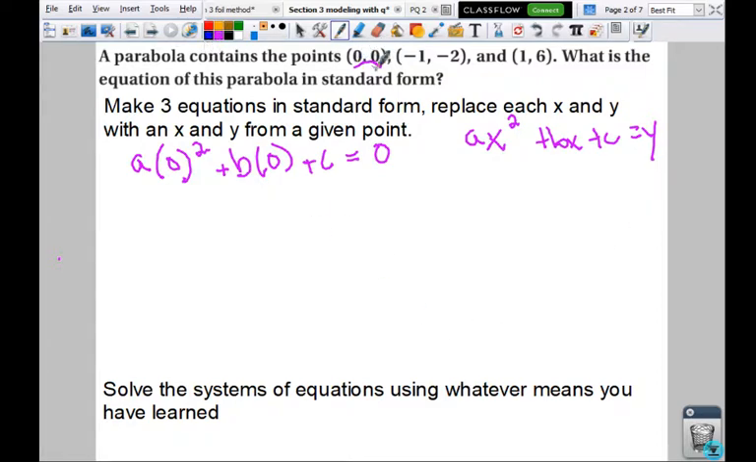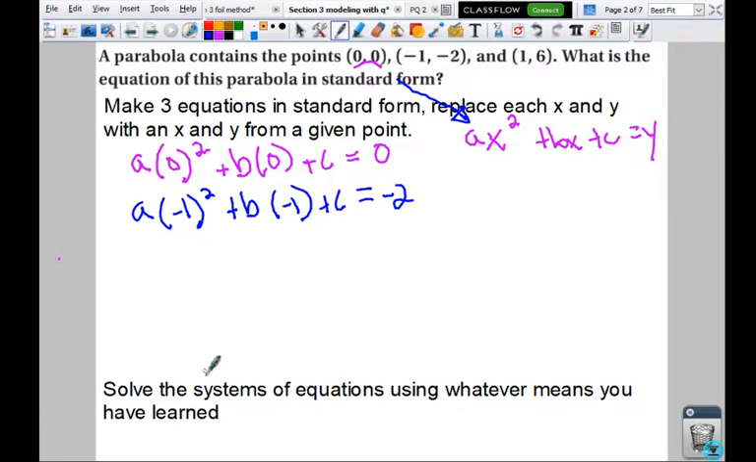So I plugged in my x and y for my first point into here. I'm going to do the same thing with my second point and make another equation. So I'm going to go a times -1 squared plus b times -1 plus c equals -2.